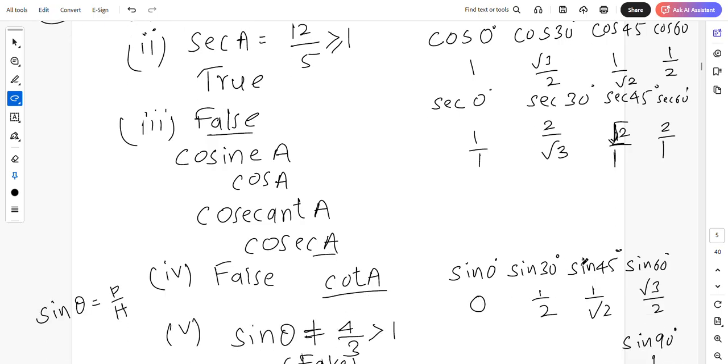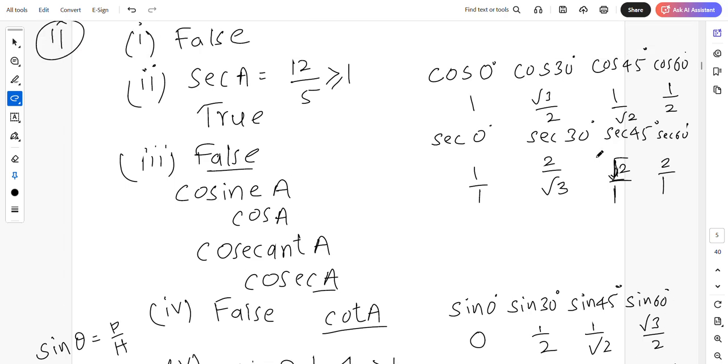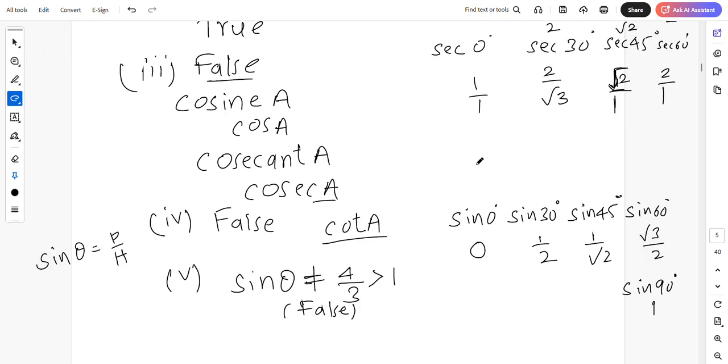Hope you understood. This is for sine values I have written here. Be careful while writing the values. Do not make mistakes. This is 1 by root 2. I have corrected this, this is root 2. Hope you have understood all these problems very clearly.